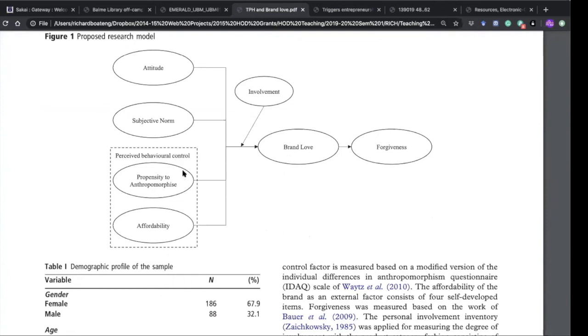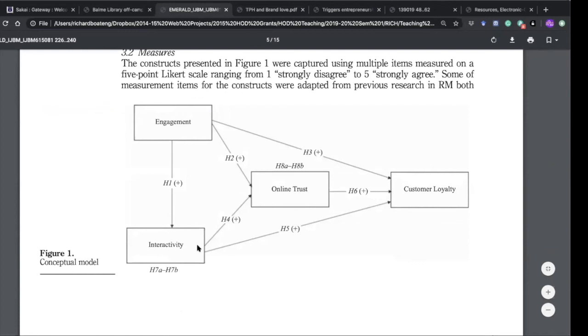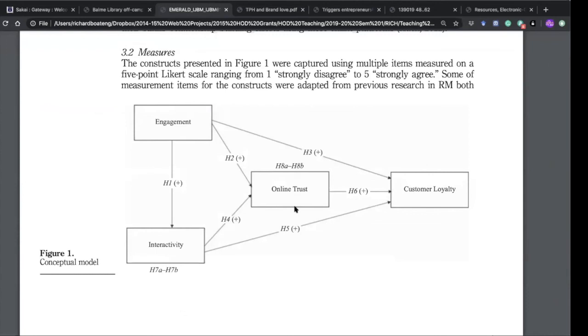This one here, engagement and relationship interactivity are all items or activities from online relationship marketing. Online trust is also an outcome from online relationship marketing. Customer loyalty is an outcome of online relationship marketing. But the logic between them is what signaling theory is doing. Signaling theory is just explaining the relationship, the proposition between them, but the constructs do not belong to signaling theory. So it's a framework-based approach.